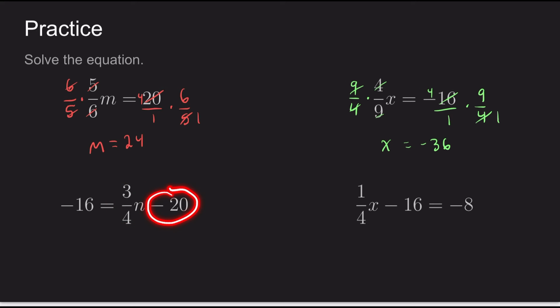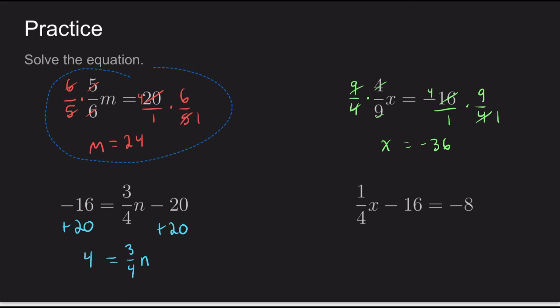We won't start by doing the reciprocal. First, we got to get rid of the subtraction of 20. So we're going to go ahead and add 20 to both sides because we're trying to get rid of it. Negative 20 plus 20 is 0, so it's gone now. You're left with 3/4 n equals negative 16 plus 20 is 4. Now it's a one-step equation, right? This looks exactly like this up here. It's just that we had a little step at the beginning we had to take care of.